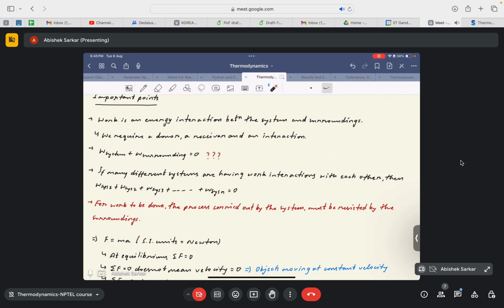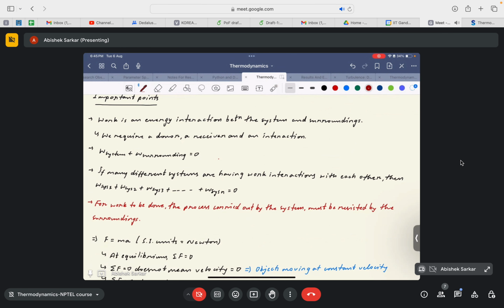So work is an energy interaction between the system and the surrounding. The important thing to note is that for the work interaction to occur, there has to be a system and a surrounding. By which I mean that we require a donor, a receiver, and an interaction. That is, in these terminologies, we need a system, a surrounding, and a boundary. So for the work to be realized, these three things have to be there: a donor, a receiver, and a boundary for interaction.